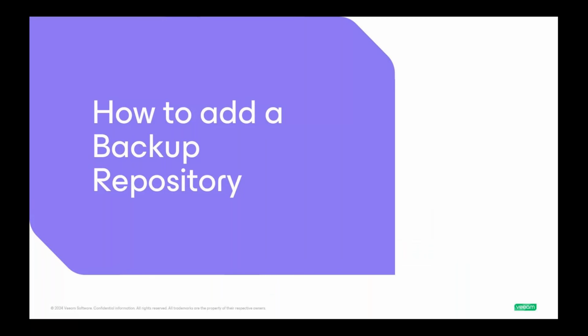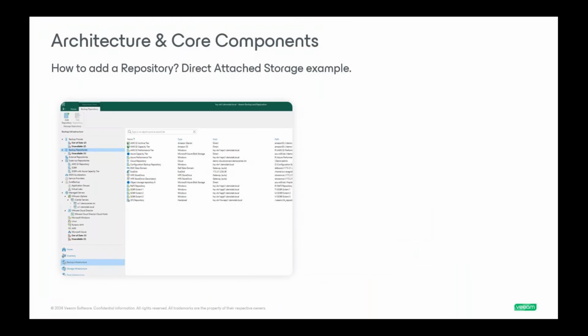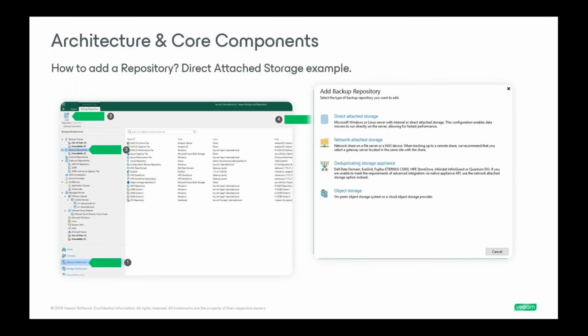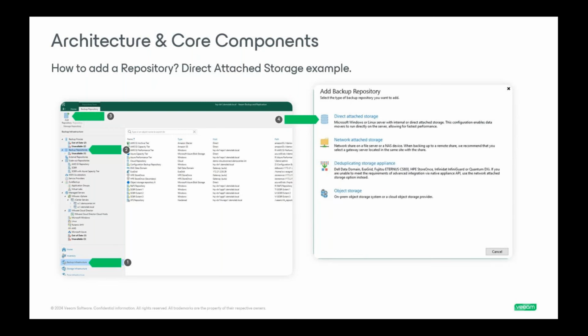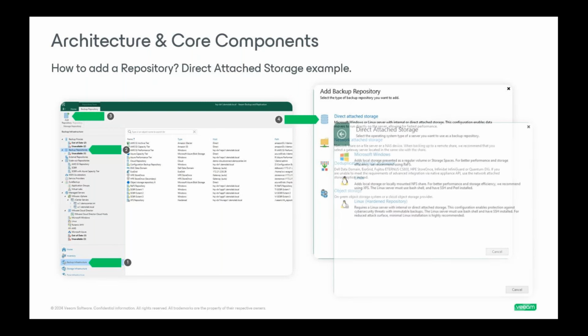How to add a repository. It's kind of similar to adding a proxy, but the next section down. At the top left, if you have backup repositories highlighted and you select add repository, then these are your options. So I have discussed these. Yeah, we have gone through that.